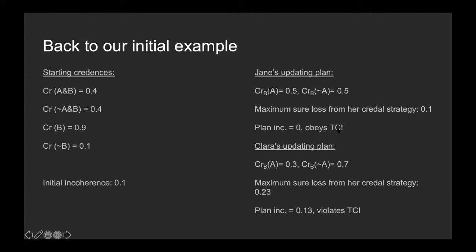She obeys tolerant conditionalization. By contrast, Clara's updating plan, if we add that in with the starting credences and compute the sure loss from her credal strategy, we get a sure loss of 0.23, right? And so 0.23 minus 0.1 is 0.13. So we see that her updating plans actually add in more incoherence than was contained in her initial credences. So this violates tolerant conditionalization. Our intuition from the beginning can be vindicated, that Jane has better updating plans than Clara, even though they both start incoherent.